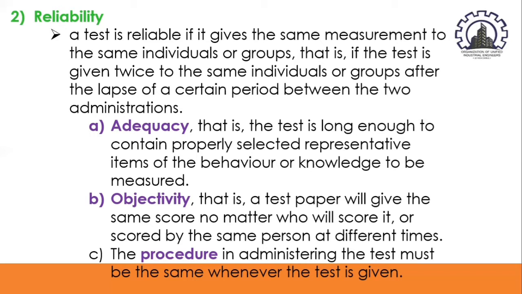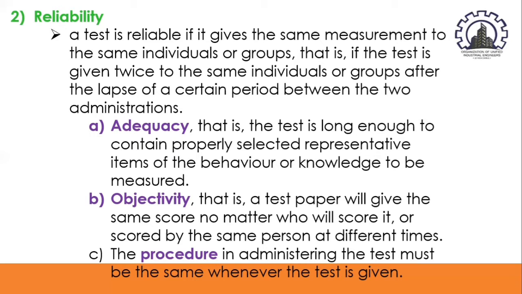That is, the test is long enough to contain properly selected representative items of the behavior or knowledge to be measured. And the test items are proportionally picked out from the topics of the subject matter, which is the subject of the test. And second, we have objectivity. That is, a test paper will give the same score no matter who will score it, or scored by the same person at different times.